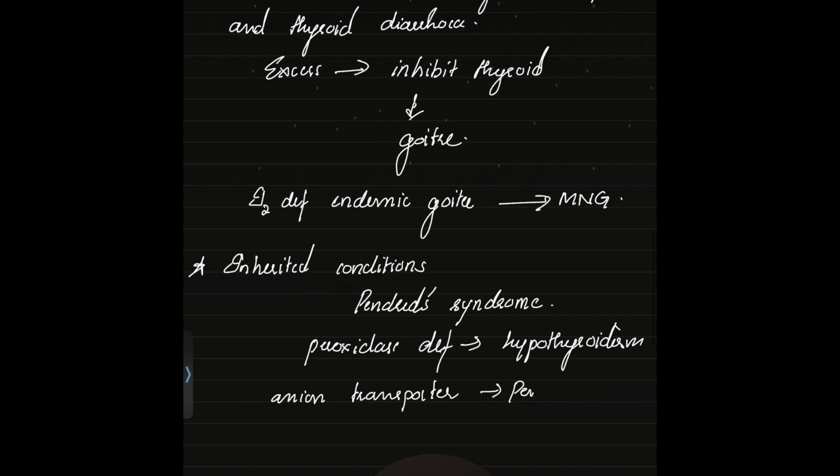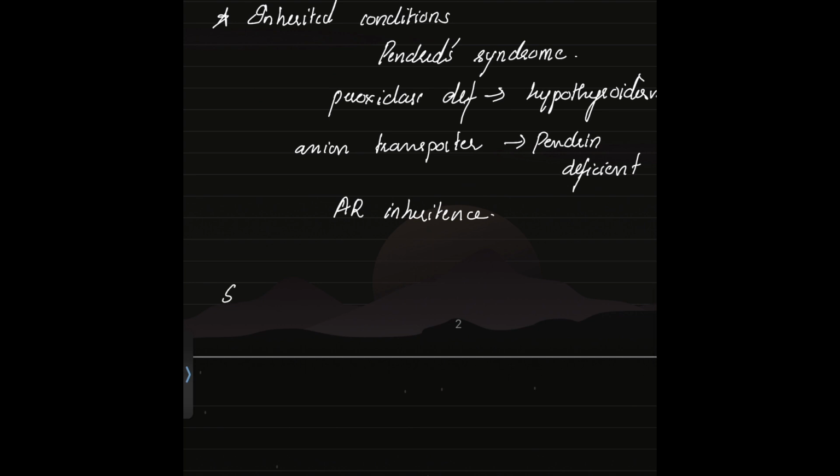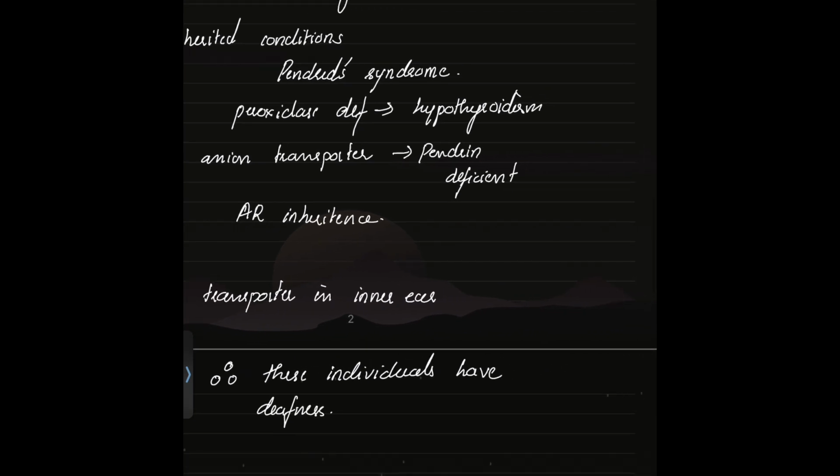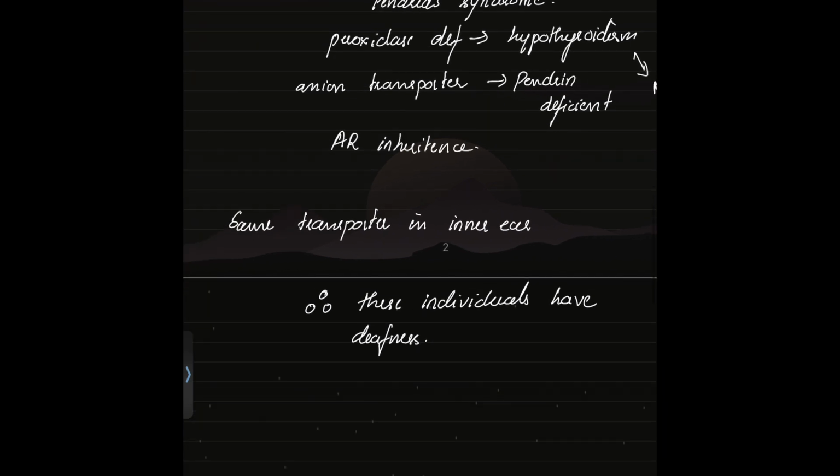This is the same protein in the ear as well, so these patients will complain of deafness as well. Pendred's pendrin is an anion transporter, note that, and the enzyme deficient is peroxidase, resulting in hypothyroidism. The same transporter is in the inner ear, so these individuals have deafness. This will also become a multinodular goiter later on.